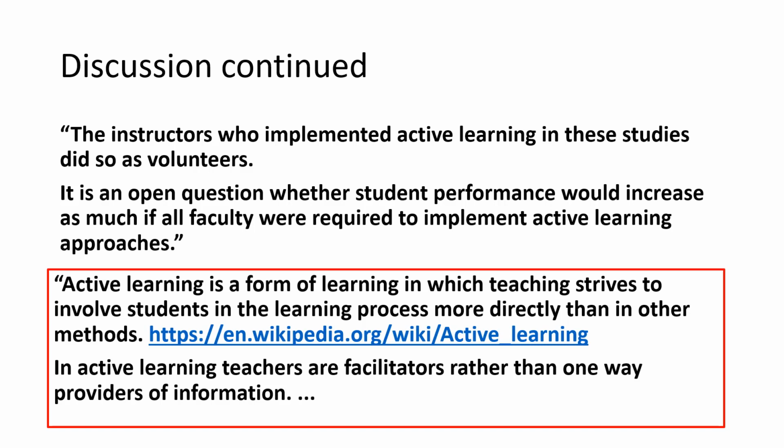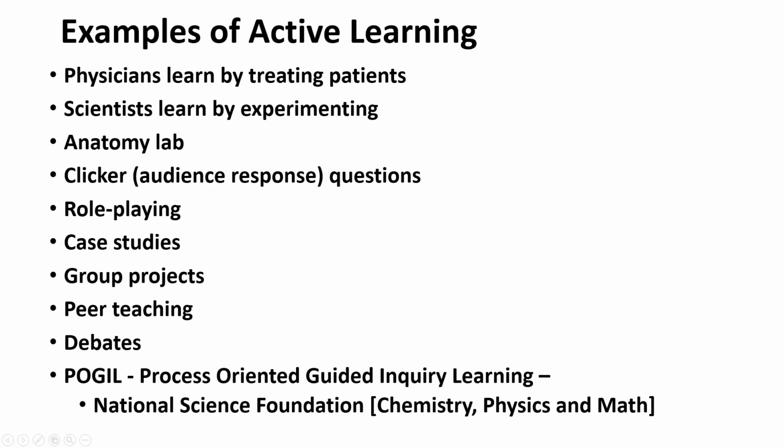It is an open question whether student performance would increase as much if all faculty were required to implement active learning approaches. Active learning is a form of learning in which teaching strives to involve students in the learning process more directly than in other methods. In active learning, teachers are facilitators rather than one-way providers of information. There's lots of one-way you can get information.